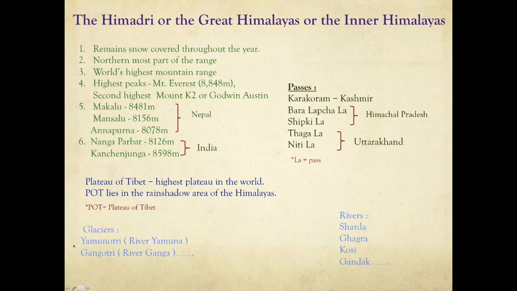Then some glaciers. There are various glaciers in this northernmost range, that is Himadri. Out of these two glaciers I have mentioned here, the first one is Yamunotri and the second one is Gangotri. River Yamuna originates from the Yamunotri glacier and river Ganga originates from the Gangotri glacier. Some other rivers that originate from this mountain range are Sharda, Ghagra, Kosi, Gandak and others. There are various rivers that originate from this mountain range.